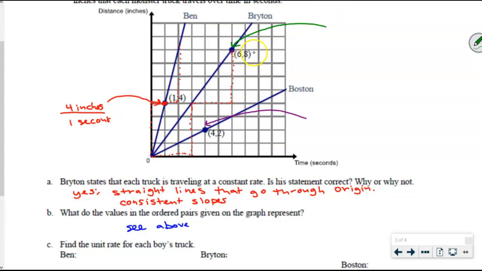Okay, what does Brighton 6, 8 mean? Brighton 6, 8. Esther. Great, 8 inches in 6 seconds. And Boston, what does Boston's 4, 2 represent? Emily. Two inches in 4 seconds?